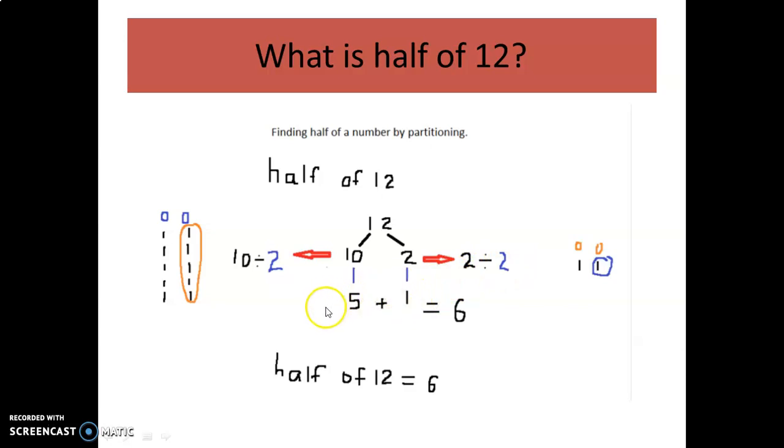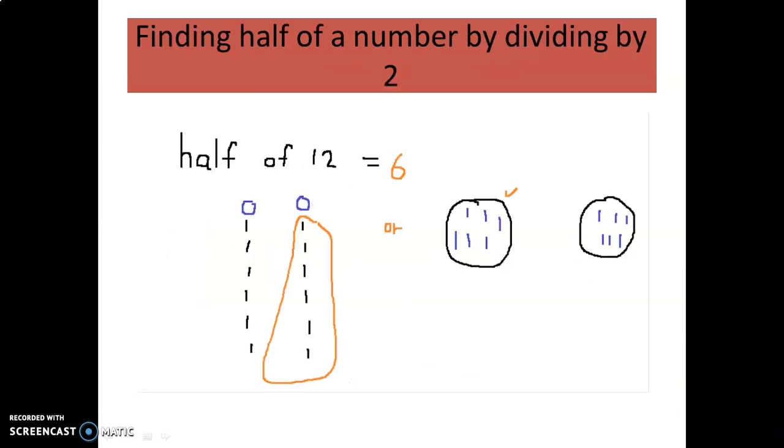So when we reach here, we are going to add. 5 plus 1 is 6, which means half of 12 is 6. And that's how you find half of a number by partitioning. But again, there's another method. You can find half of a number by dividing by 2. Here we are not going to partition, but we are still dividing.